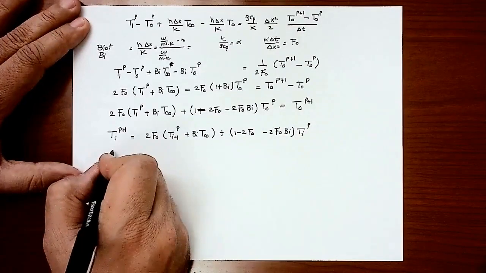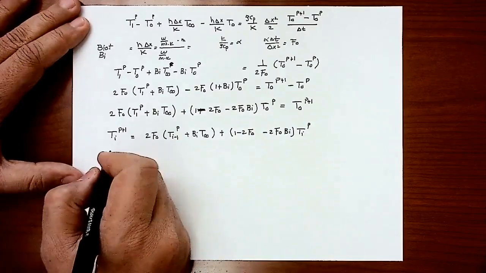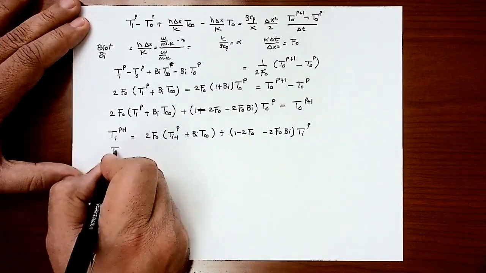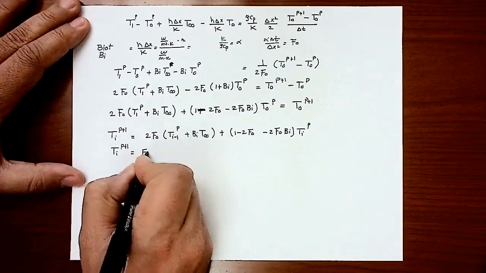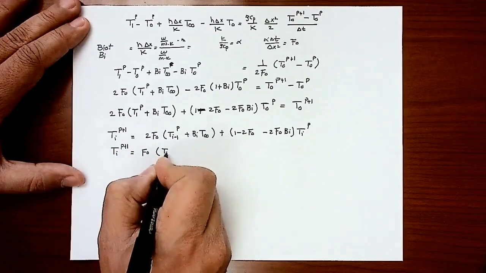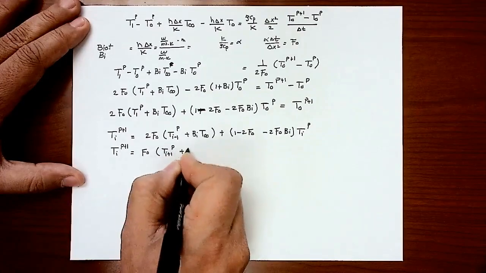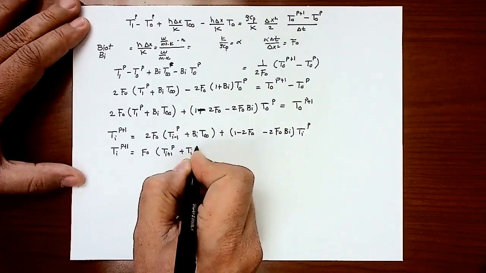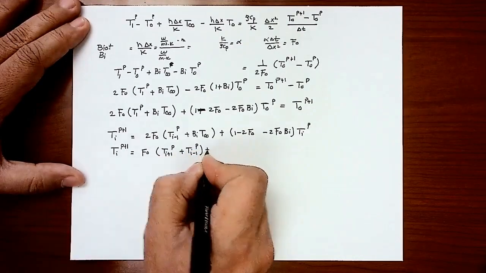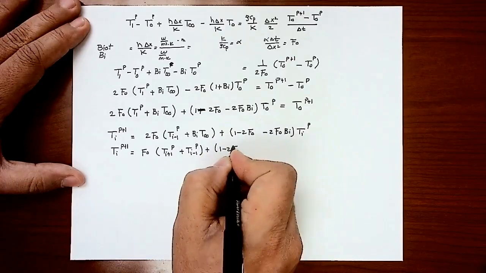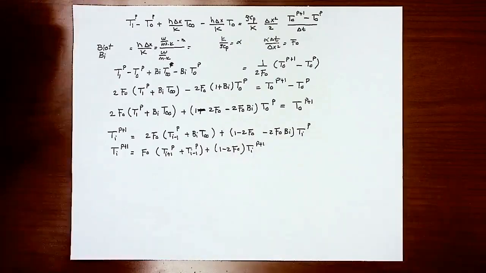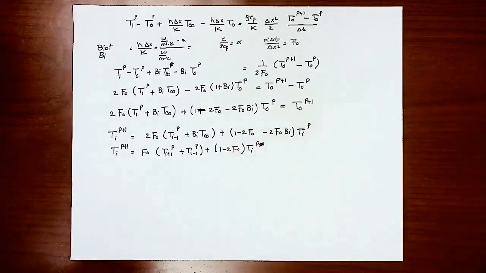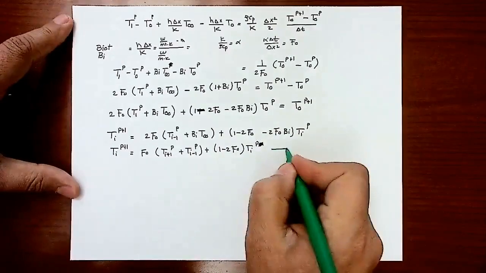And for the interior node, yeah, you remember that formula. It's T_i at p plus 1 equal to Fourier number times (T_(i+1) at p plus T_(i-1) at p) plus (1 minus 2 Fourier number) times T_i at p. Sorry, that's just p. So this is the equation for the interior nodes.